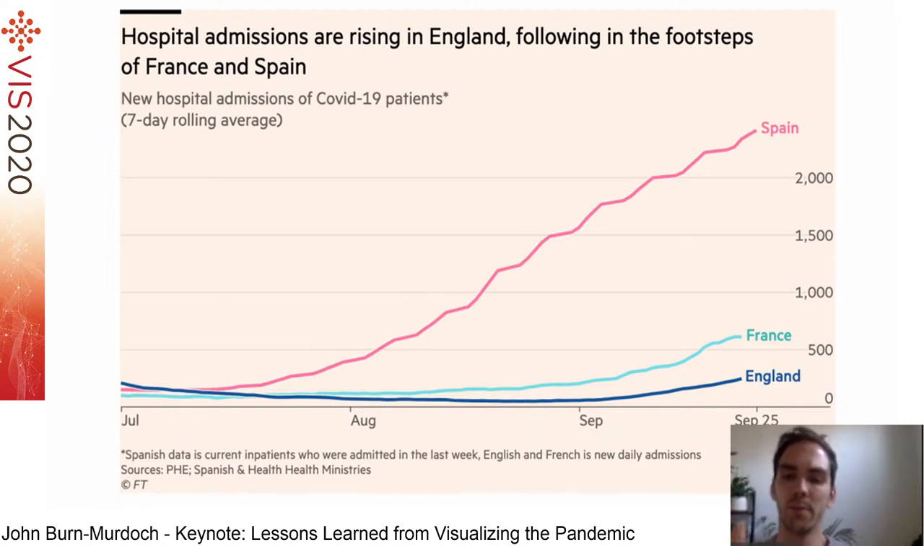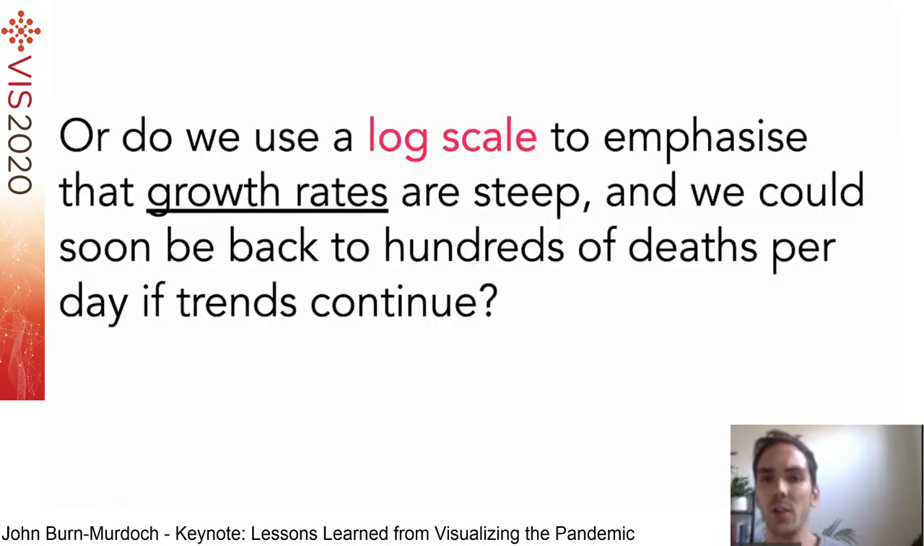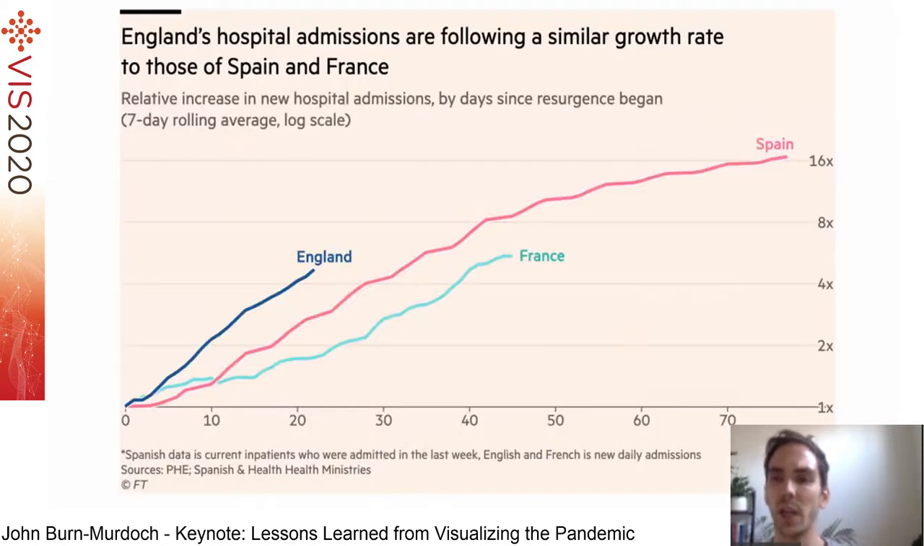But of course, what this masks, coming back to what I said at the start, is the rate of change, which in many ways is as important, if not more important, in terms of the state of an outbreak than the actual numbers. So do you instead use a log scale, which emphasizes that the growth rates are quite steep, and we could therefore soon be getting back to thousands of hospital admissions or hundreds of deaths per day if the same trends continue?